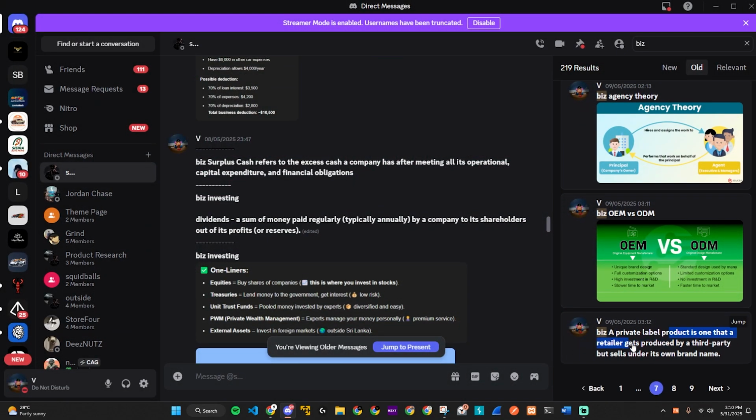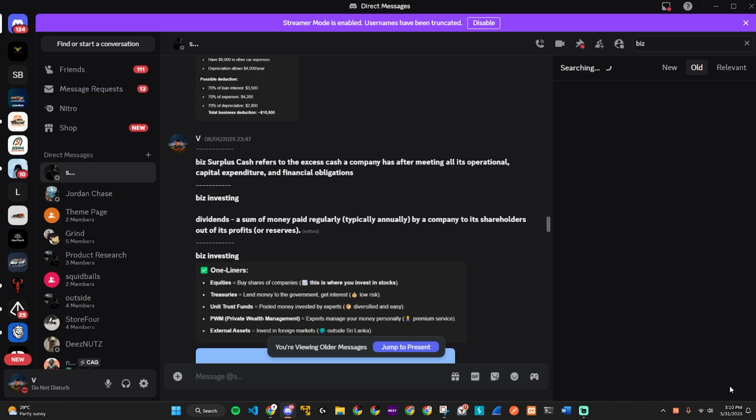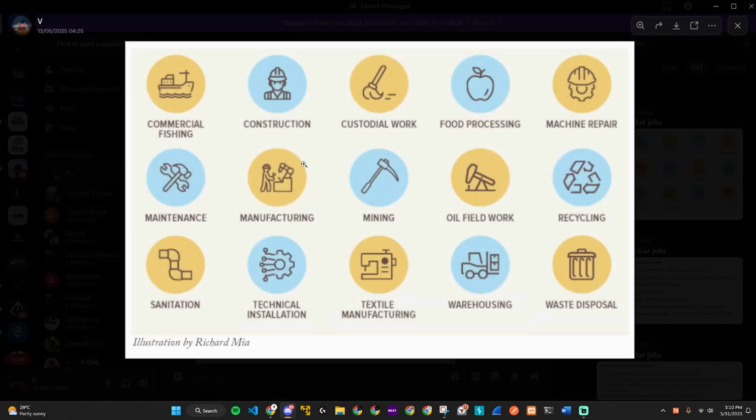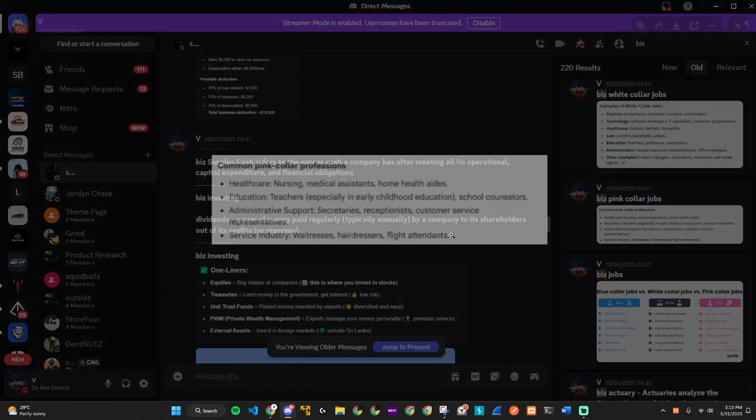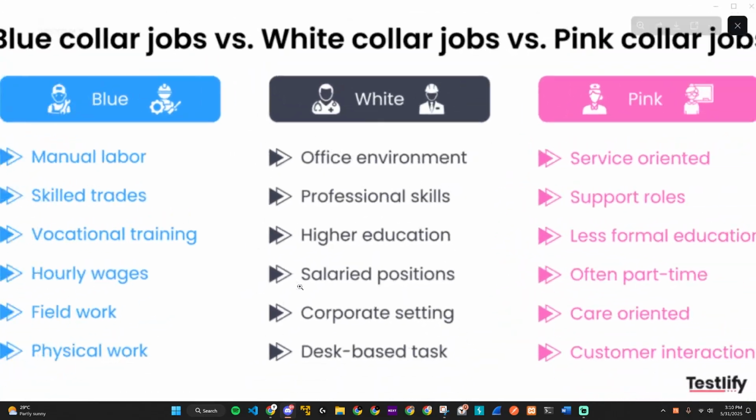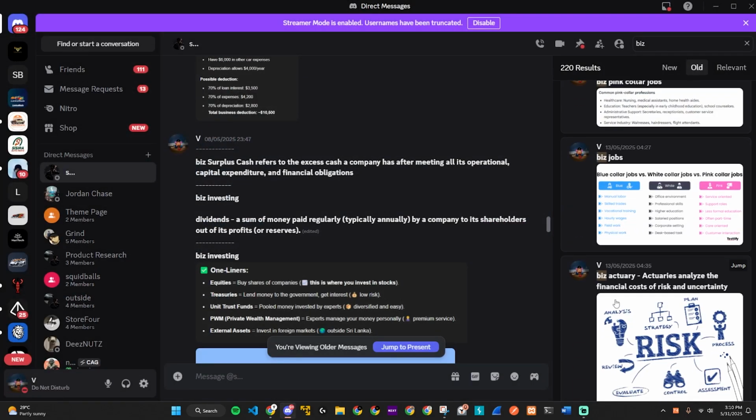Private label is one that is a product that a retailer gets produced by a third party but sells under its own brand name. Blue collar jobs, once again. White collar jobs, just in case. Pink collar jobs. And once again, we see this.